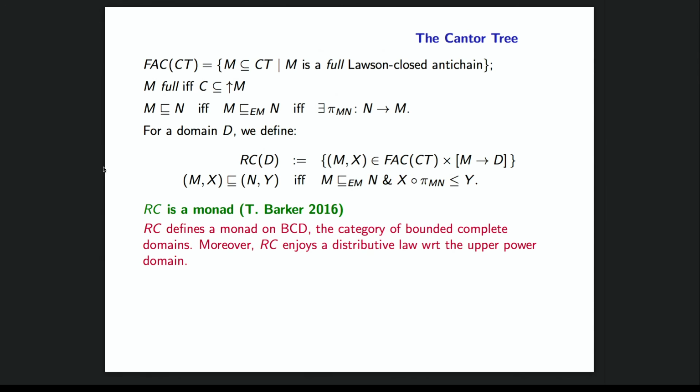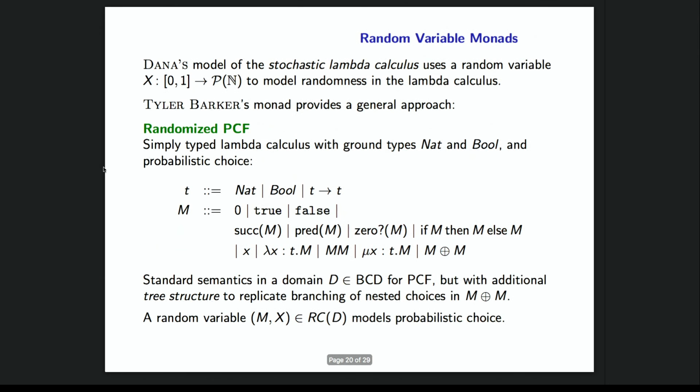And he showed this is a monad. It's a monad on the bounded complete domains, so it's very nice computationally. And it enjoys a distributive law, so it behaves nicely with respect to non-determinism, with at least the upper power domain. Now, Dana's model on Monday, he talked about P of n, the power set of the natural numbers, as a model for computation.